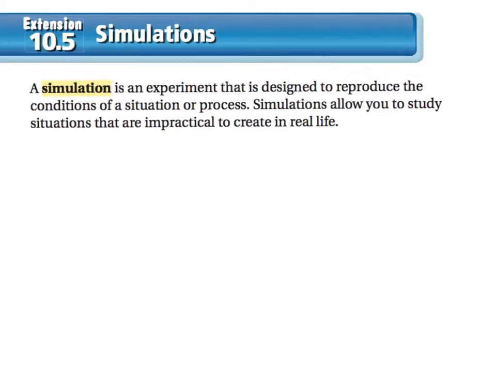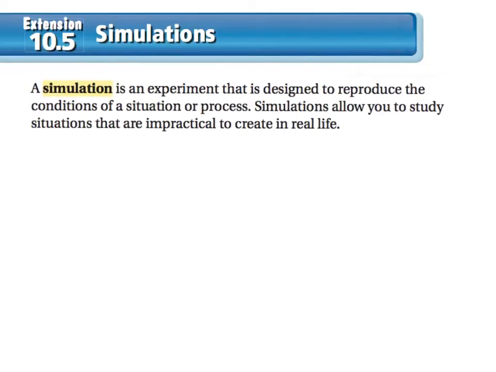So we have a vocab word right here, and it says that a simulation is an experiment that is designed to reproduce the conditions of a situation or process. Simulations allow you to study situations that are impractical to create in real life. For example, we're talking about the number of students in Illinois that wear glasses. Well, there's no way that you can actually calculate that because it's not possible. It's impractical to actually do that.